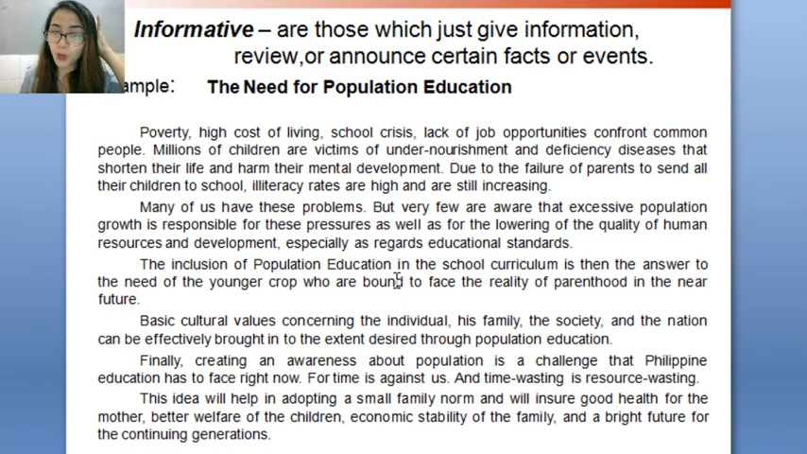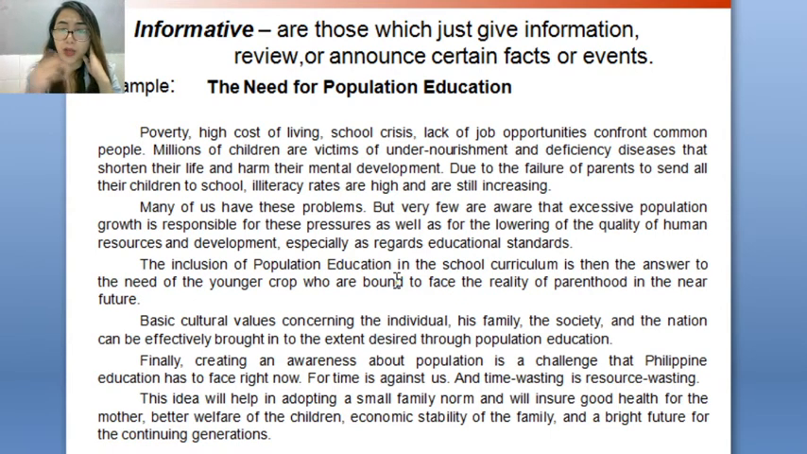And then many of us have these problems, but very few are aware that excessive population growth is responsible for these pressures as well as for lowering of the quality of human resources and development, especially as regards educational standards. Ang galing, 'di ba? Many of us have these problems. So, included ka na as a reader na lahat talaga tayo may problems of it. And by choosing this type of topic pa lang, 'di ba? Parang kabuuan to, hindi naman specific na mga tao lang na apektuhan. But this one, be it poor or nasa higher level ka man, kung mayaman ka man, still you are affected. Tapos part ka din ng population. Sobrang galing ng editorial writer na to.